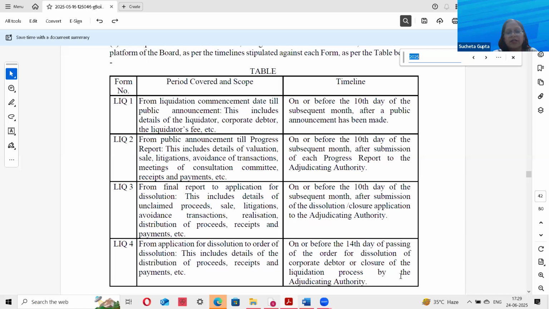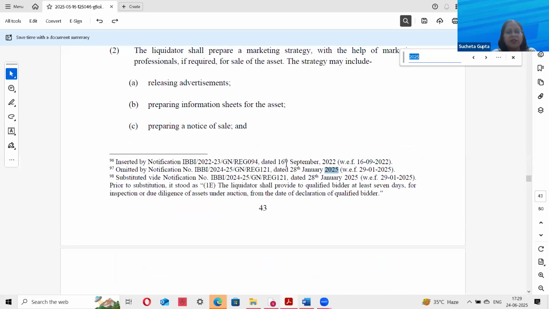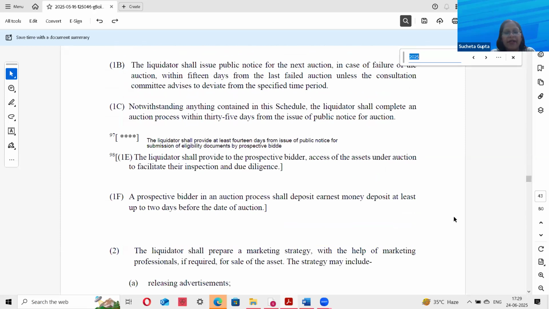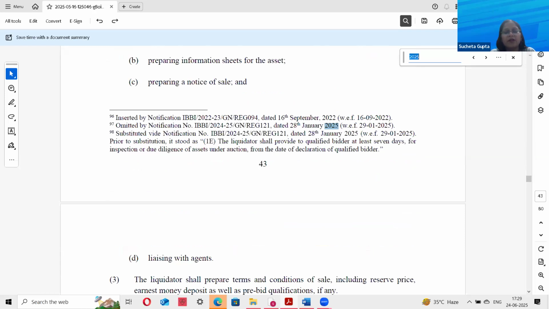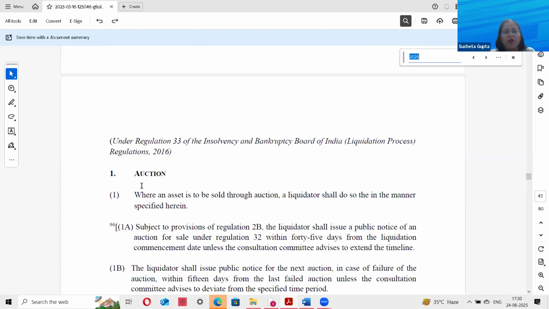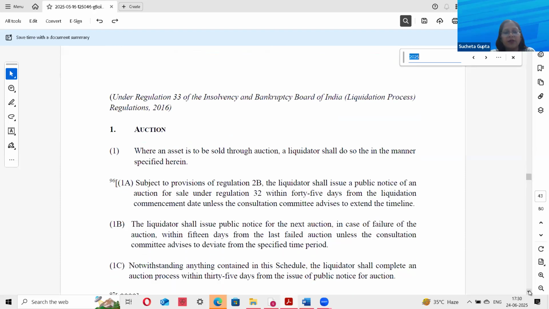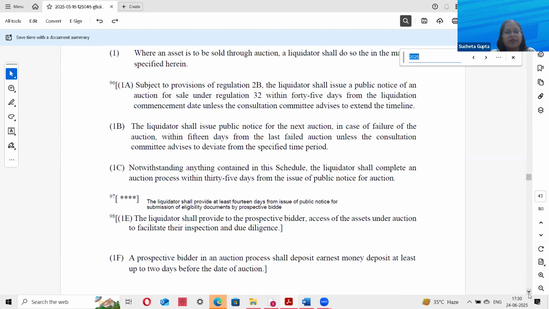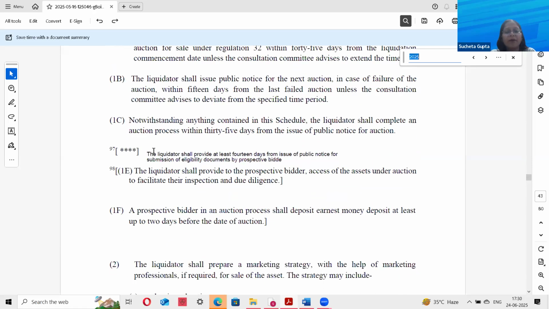So these new forms have come, and this is omitted basically. What is omitted? Regulation 97 is omitted. This was mentioned earlier, but now it is deleted: the liquidator shall provide at least 14 days from the issue of the public notice for submission of eligibility documents by the prospective bidder. I think this is the eligibility criteria for the auction. This is Schedule 1, mode of sale, for the auction, and here 1D, which was there earlier, is now deleted.